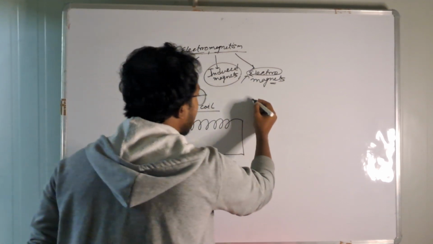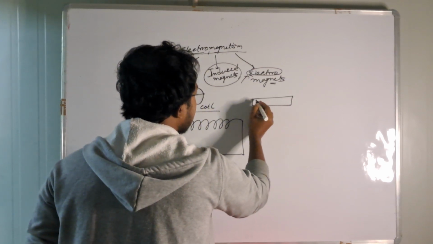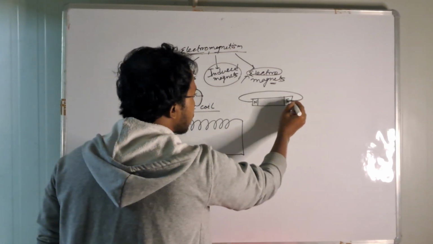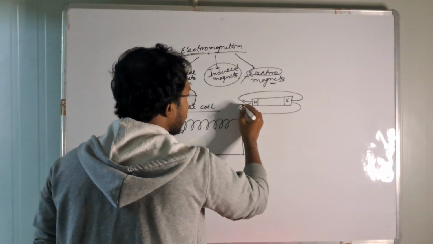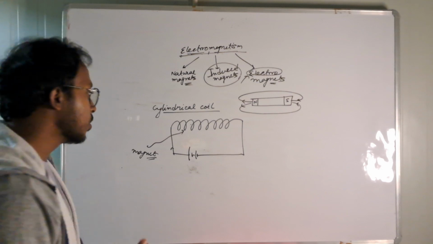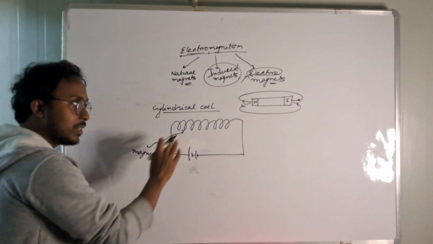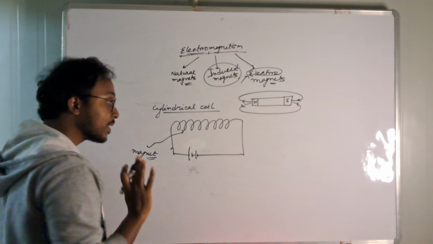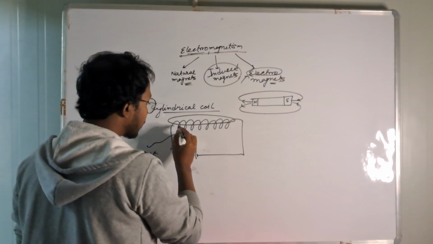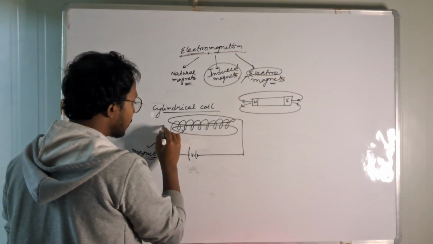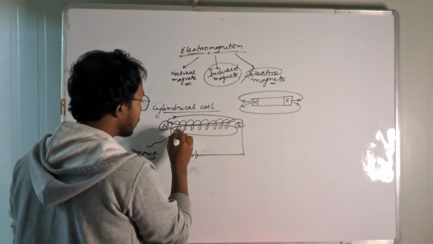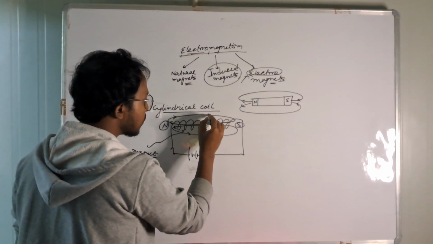I have already shown you, if this is north and this is south of a bar magnet, then the magnetic field lines move this way. They emit from north and enter into the south. For the cylindrical coil as well, it will work exactly as a bar magnet, and the magnetic field lines will move this way, from north to south.